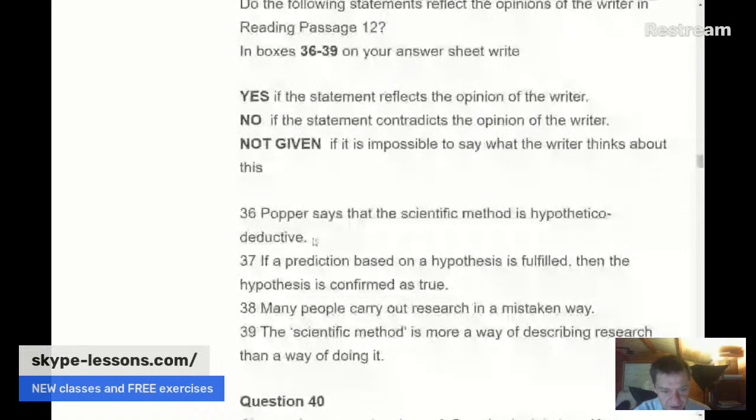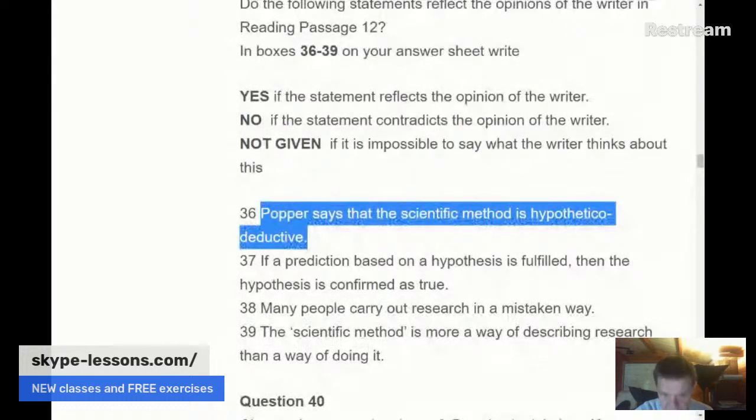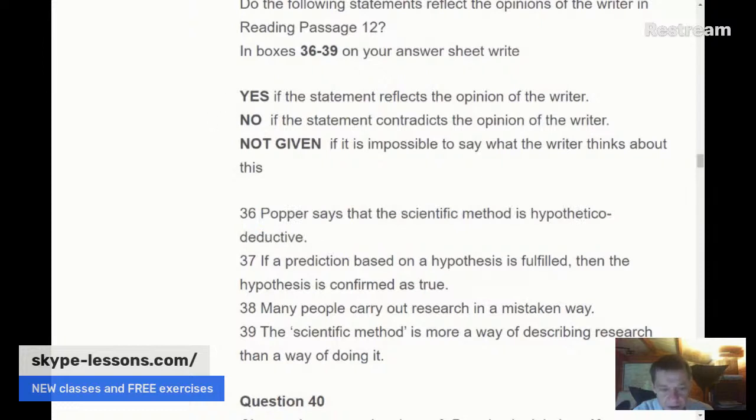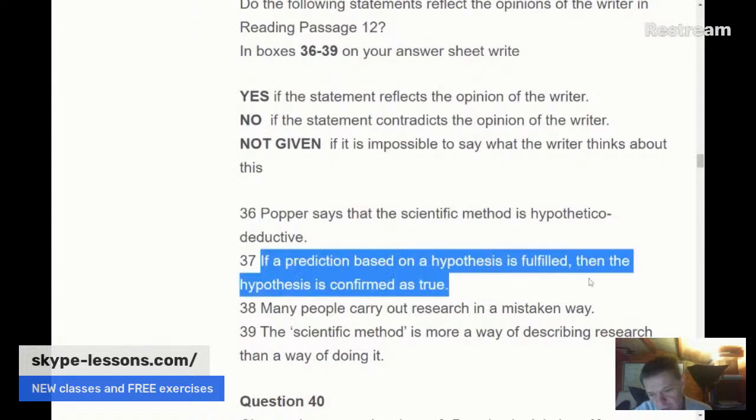Popper certainly does say that the scientific method is hypothetico-deductive according to the writer. So for this, we've got to put yes. The opinion of the writer is that Popper says the scientific method is hypothetico-deductive. That is clear. So 36, yes. 37, if a prediction based on a hypothesis is fulfilled, then the hypothesis is confirmed as true.